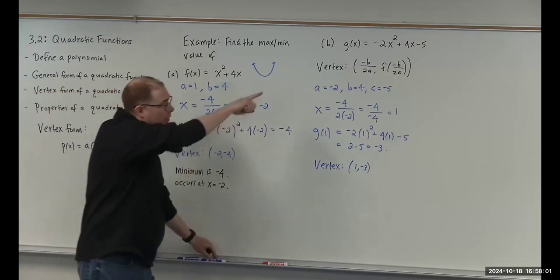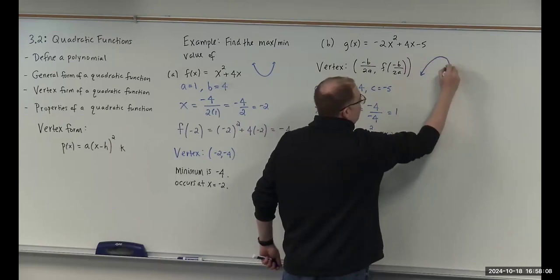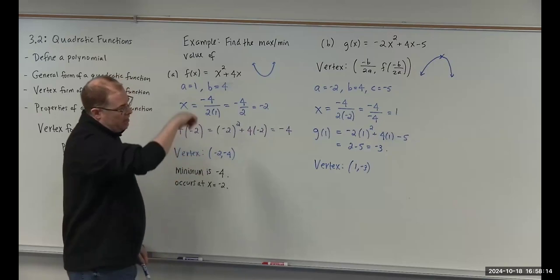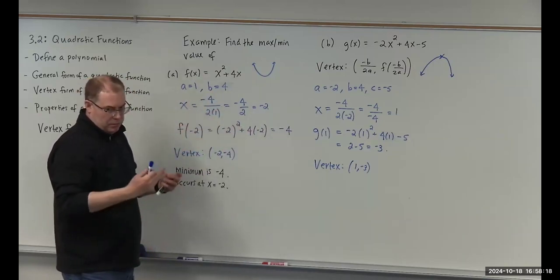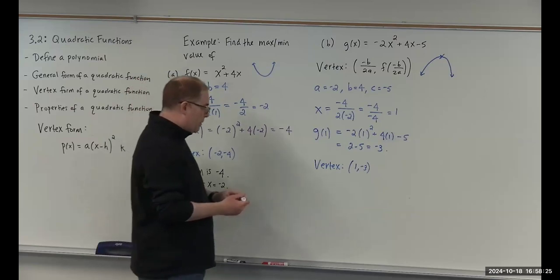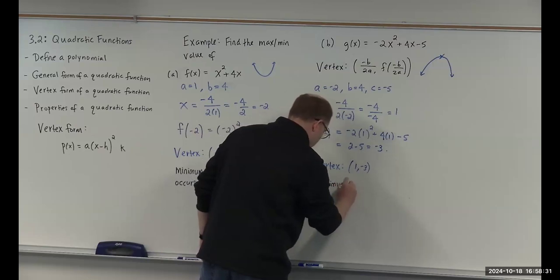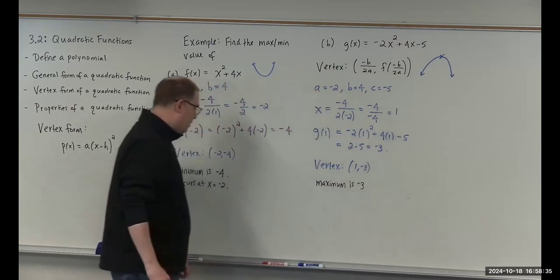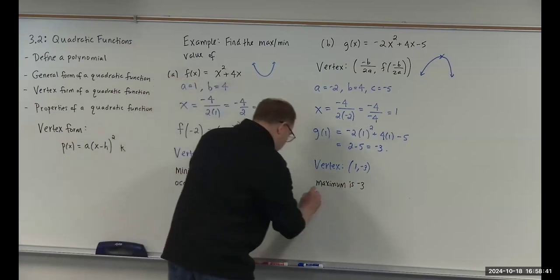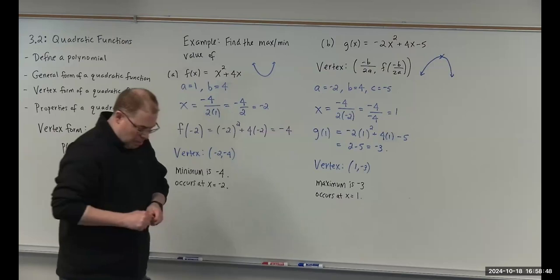And because there is a negative in front of the x squared, the function looks like it's going to be facing downward. So that's where our vertex is. Because it's facing downward, the vertex is where the maximum is. The maximum is the y value, so negative 3, just like over here. Minimum in this case was negative 4. So maximum is going to be negative 3, and that occurs at x equals 1.